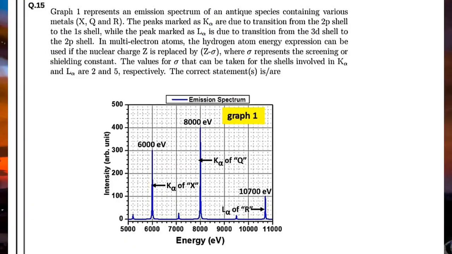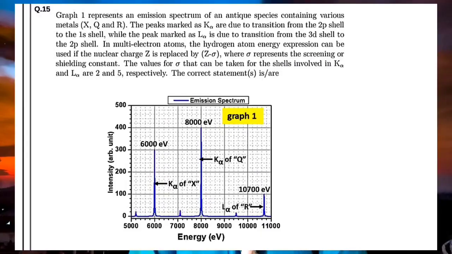How did I get to know? Simply, energy is given there, 8,000 electron volt, 6,000 electron volt, all of this, and they have already told that the transition is from 2p to 1s, or from 3d to 2p. So for K alpha, n1 will be 2 and n2 will be 1. Similarly, for the 3d shell to 2p shell transition, n1 can be 3 and n2 can be 2. So it's as simple as that. Just put the energy, whatever value is given in the graph, equal to Rydberg's formula.